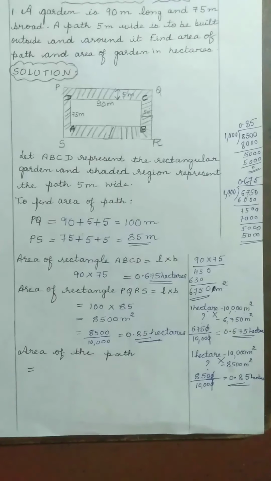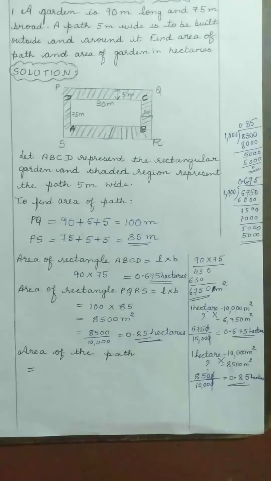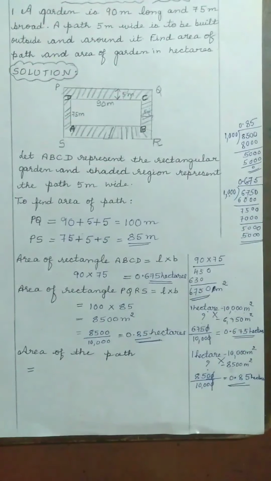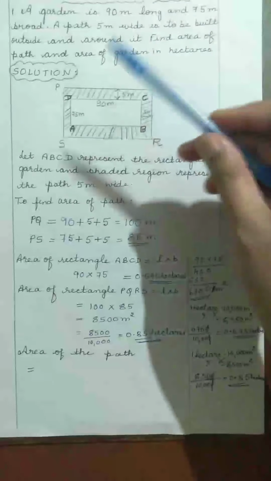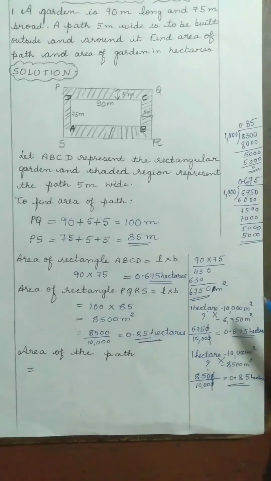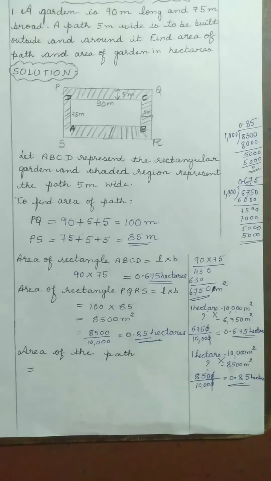Now the last part of the question is, we need to find out the area of the path. So we know that the two rectangles are ABCD and PQRS, with a path of 5 meter wide. Now we need to find out the area of the path. To find out this area of the path, that is the shaded region, children, we got the area of the rectangle ABCD as 0.675 hectares and the area of the rectangle PQRS is equal to 0.85 hectares.